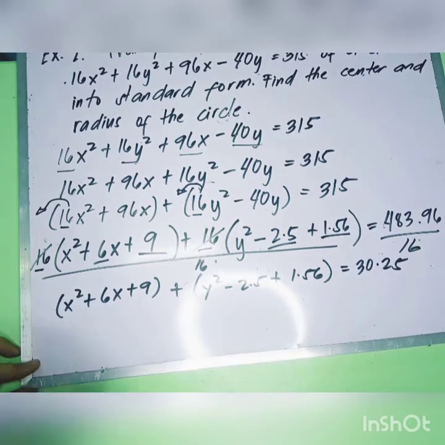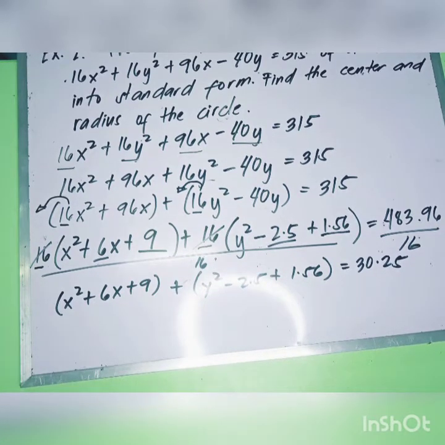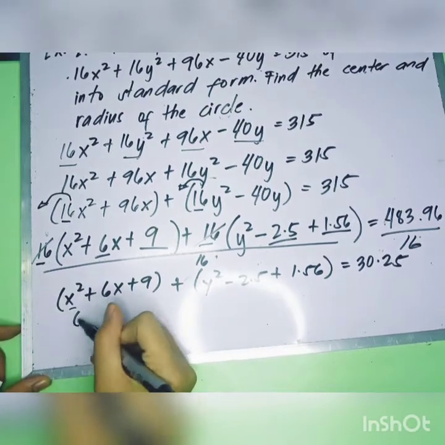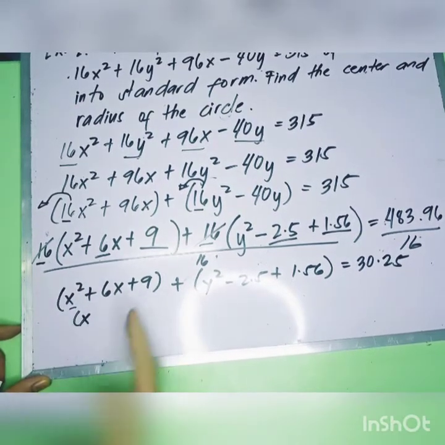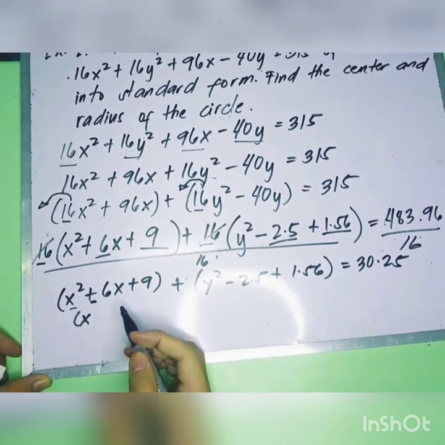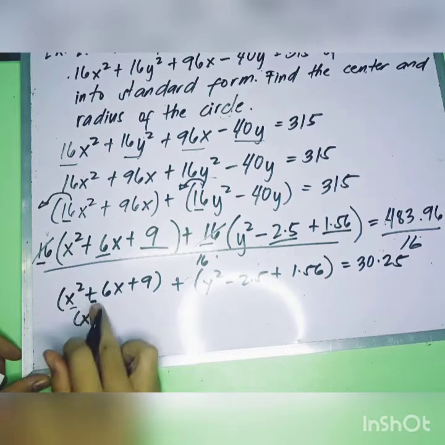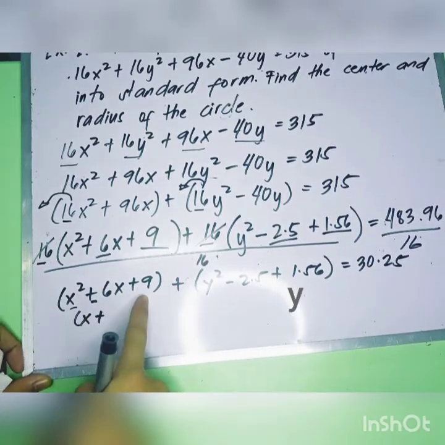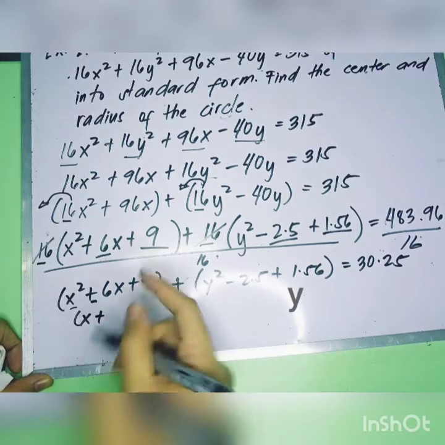Okay? So, let's simplify. We're going to have a perfect square binomial. Okay, so just copy the variable, we have your x. And for the sign, copy the middle sign. What is the sign of the middle term? You will copy it. So we have here, positive. And then, the square root of the third term. The third term, we have here 9. So, the square root of 9, we have 3.